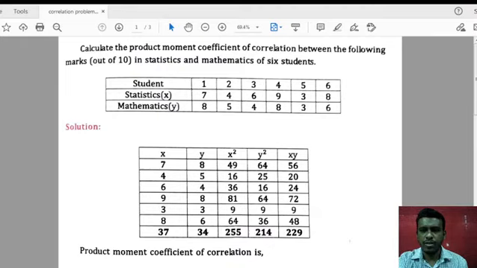So students, the problem given is like this. Calculate the Karl Pearson's coefficient of correlation between the following marks out of 10 in statistics and mathematics of 6 students.